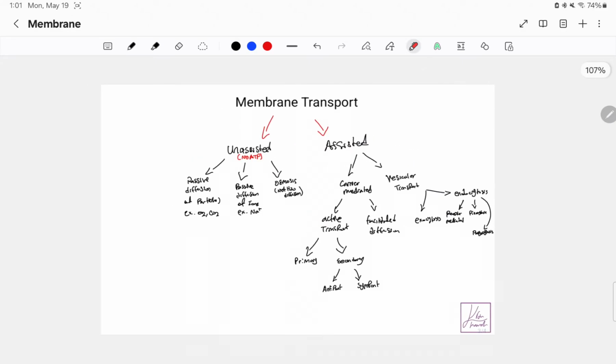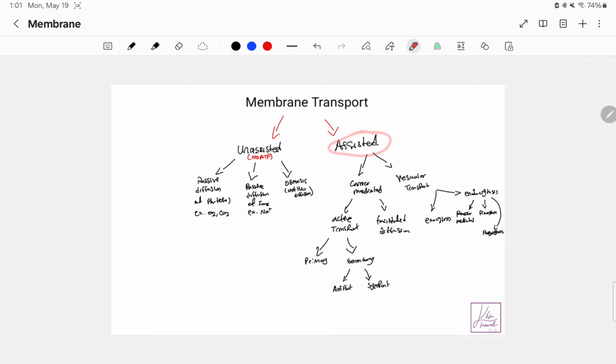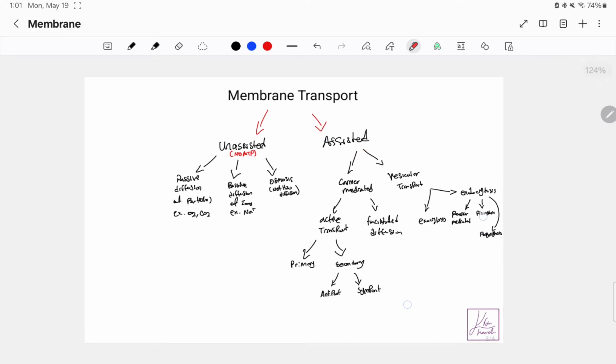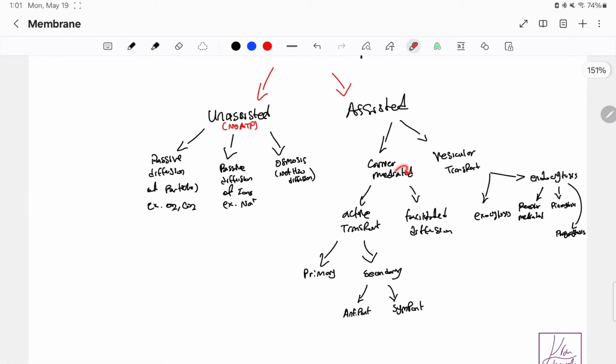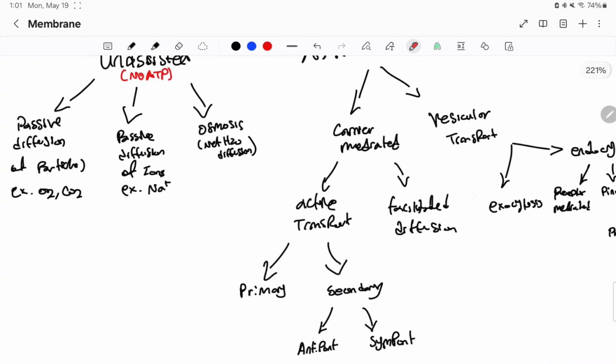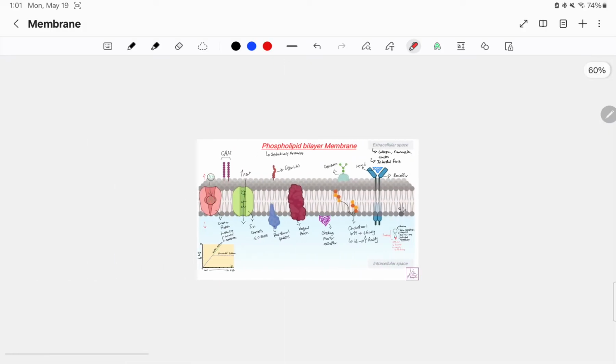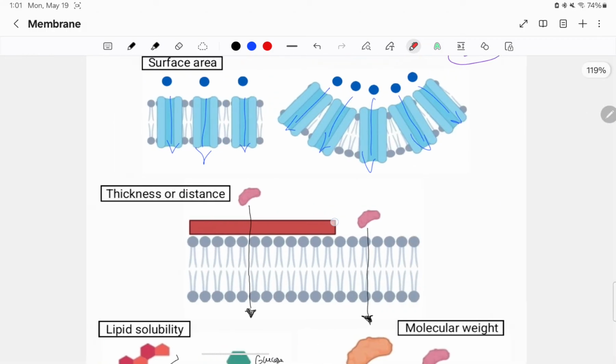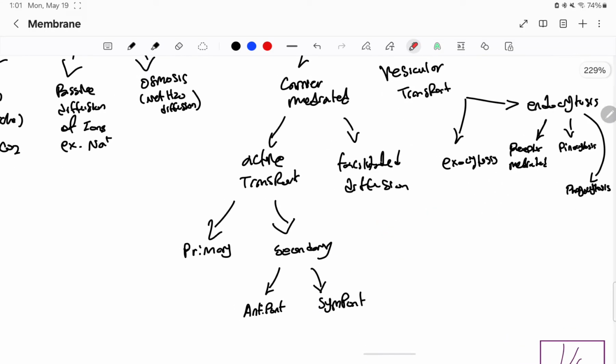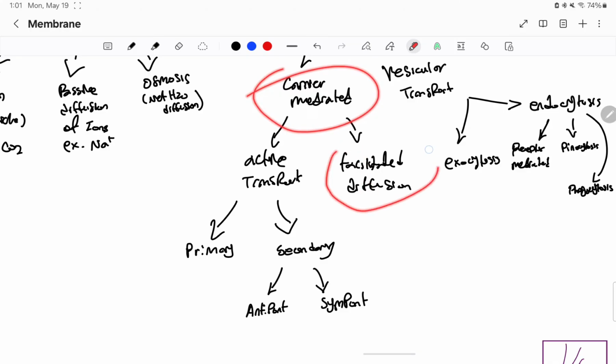Let's talk about what this side, the assisted membrane transport, actually means. As the name suggests, the membrane has to assist in the transport of some sort of substance here. How does it do this? With carrier-mediated transport, as it says, a carrier is involved. And we saw at the beginning of the video what a carrier looks like. It looks like this. It can change its shape, whereas an ion channel is just a water-filled pore. Now, carrier-mediated transport can have facilitated diffusion.